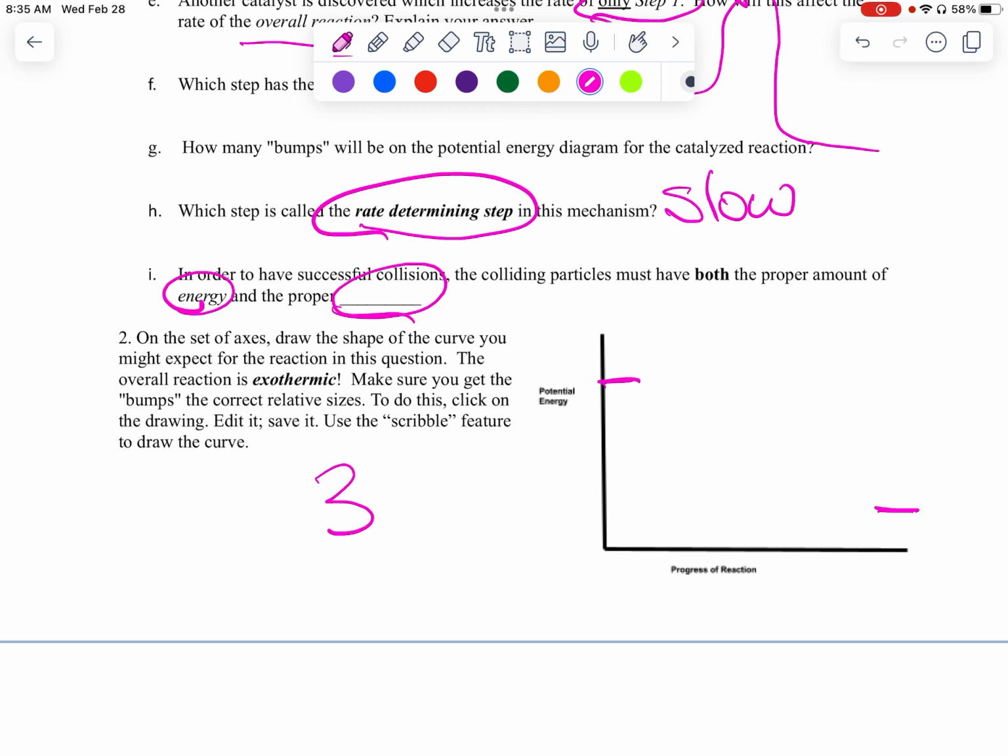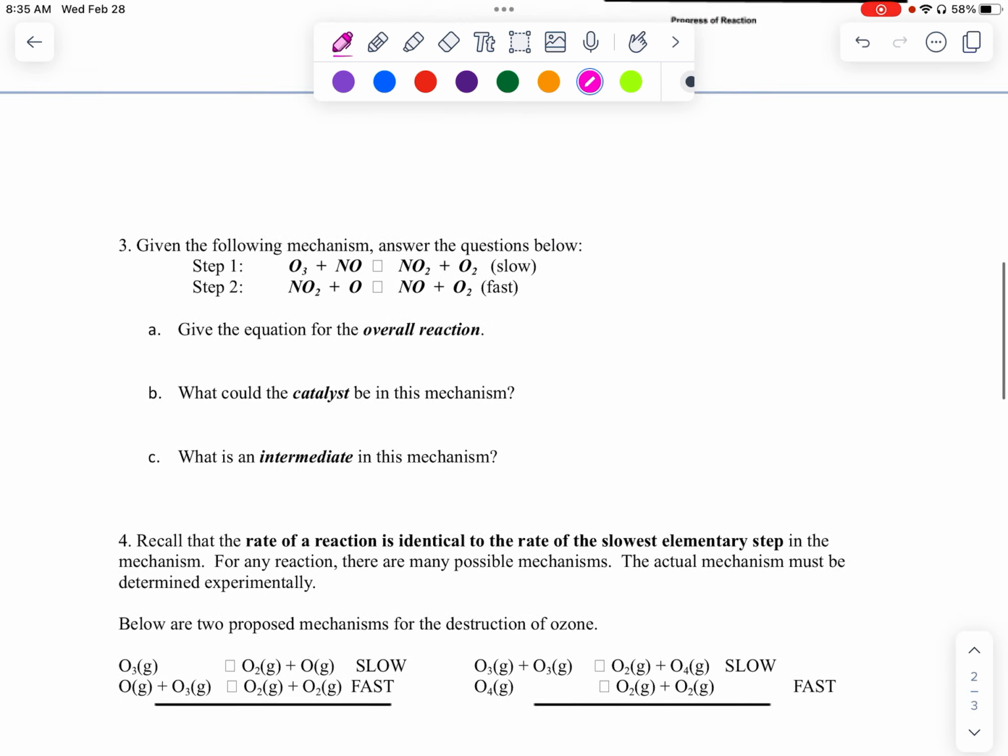You have to have 3 bumps. But which bump needs to be the biggest? Well, the slow step. So you're going to have something like this, followed by this, followed by this, something like that. What am I looking for? 3 bumps, and the middle one is the biggest, okay? And you don't need to do this in the drawing tool unless you're doing it online. I do have paper copies available for you, okay?